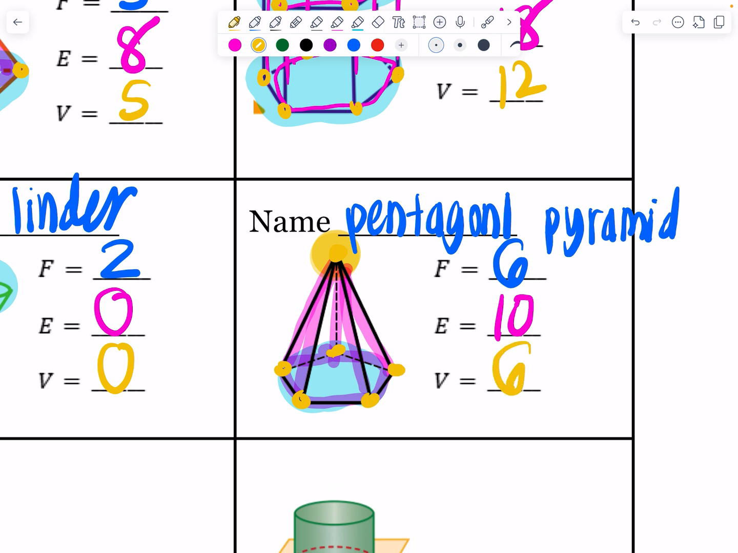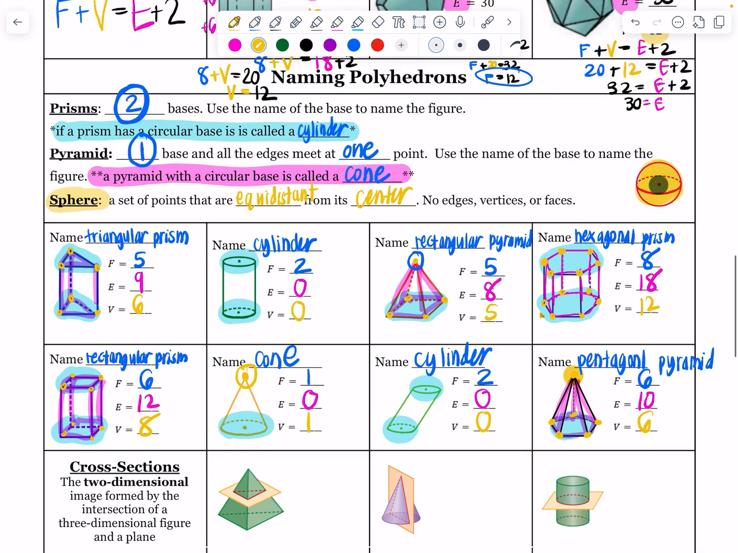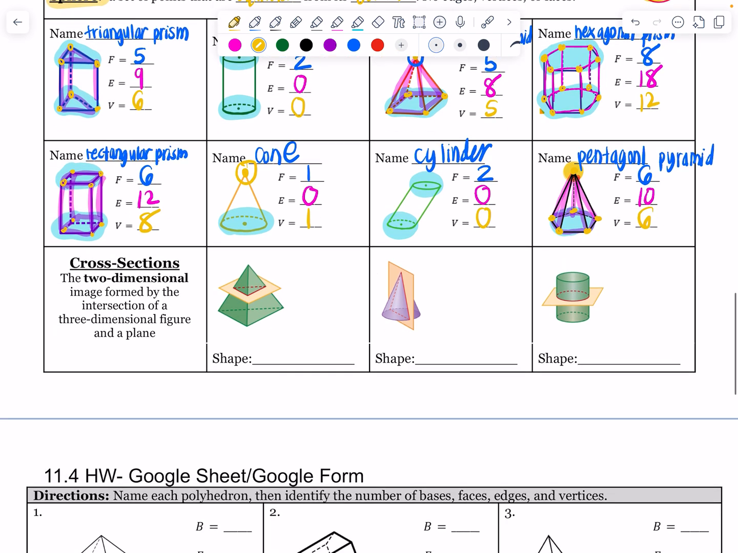Check it. F plus V is 12. 6 plus 6 is 12. 10 plus 2 is also 12. So great way to use Euler's formula to check your faces, edges, and vertices.